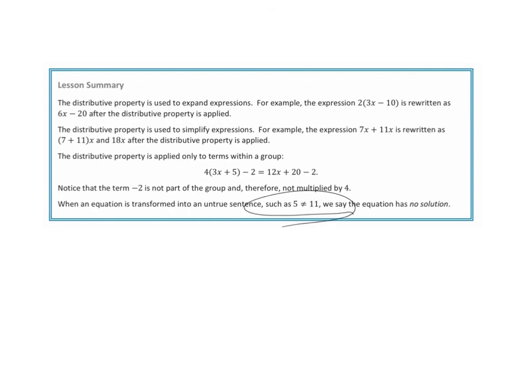One other thing that I want to note that's super important about this lesson is that today you learned that sometimes problems have no solution, right? So if you get to the end of a problem and it says something like 5 equals 11, we know that's not true. So that would be a no solution problem. Okay, keep that in mind as you go to your exit ticket.